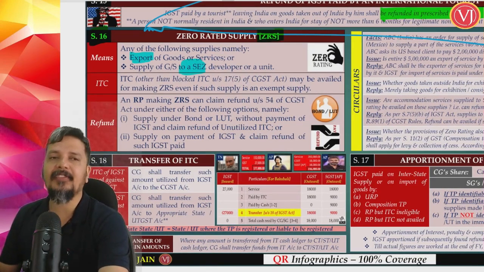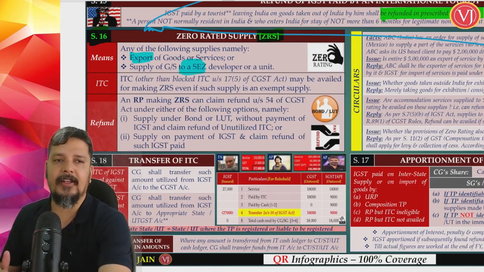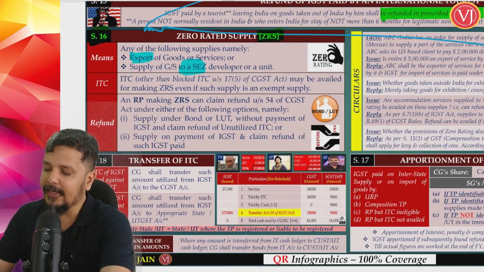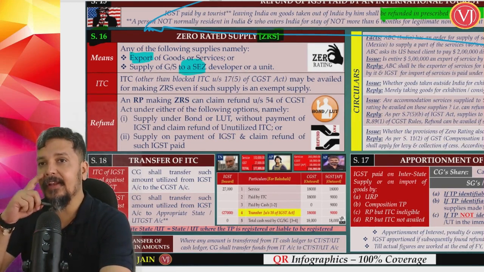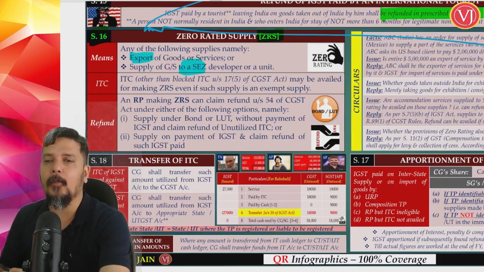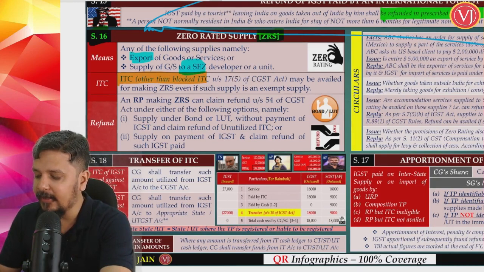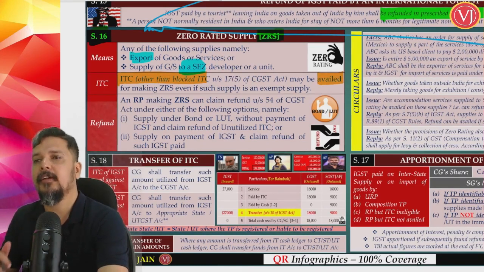What is the speciality of SEZ? Normally, if you don't make any payment of output tax, you will not get the credit. But when it is zero rated supply, even if you are not paying output tax because you are going with a letter of undertaking or bond, even then you can avail all the credit other than blocked credit. Not only that you can avail, you can even apply for refund.